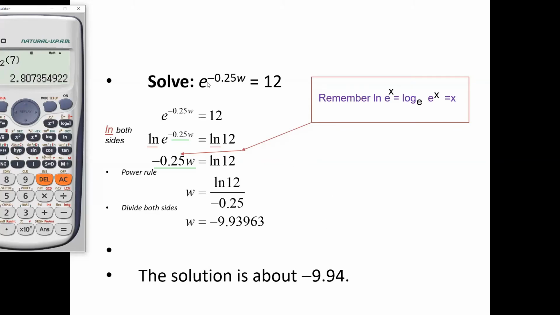Okay, so here we've got an e. So we're going to want to use natural log on this problem. Okay, so we've got this. We're going to take natural log of both sides. First thing we're going to do is we're going to take this minus 0.25w out front. Okay.